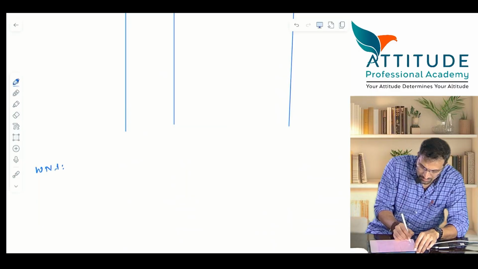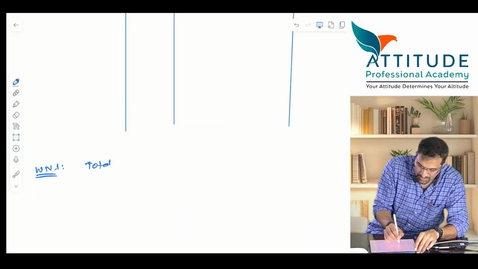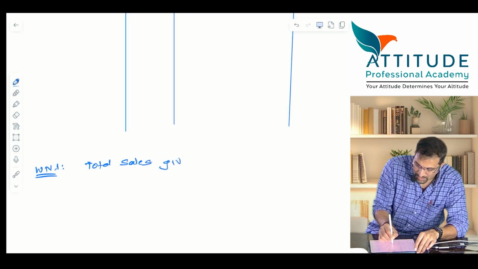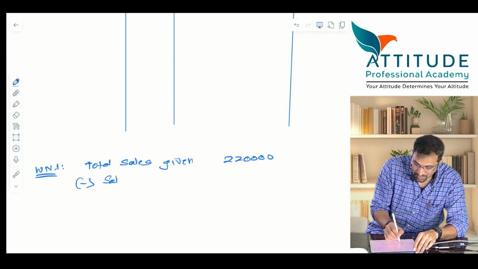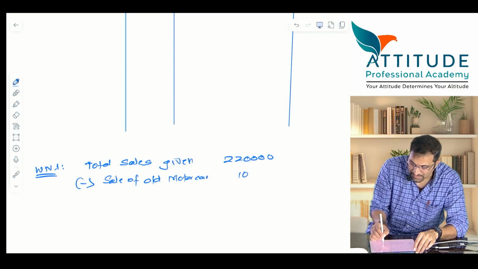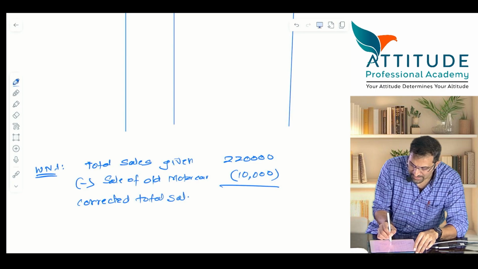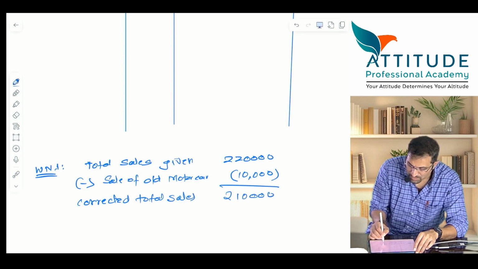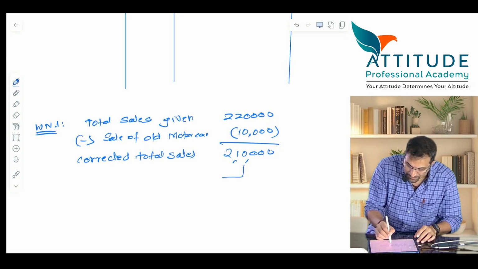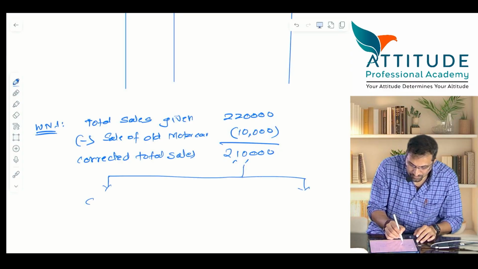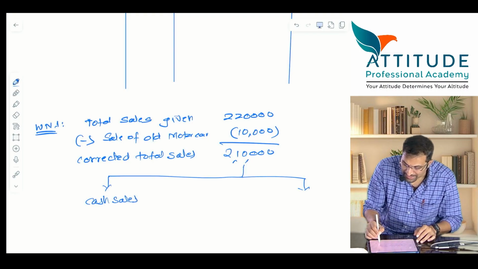Working note number 1. Total sales given 2,20,000 less sale of old motor car, how much is it? 10,000. You will get corrected total sales. Corrected total sales, how much is it? 2,10,000. Now this is total sales. Now this you have to bifurcate into cash sales and credit sales. Okay.